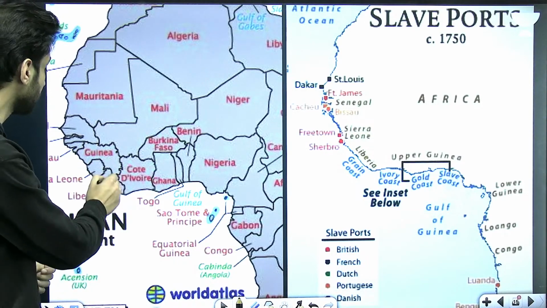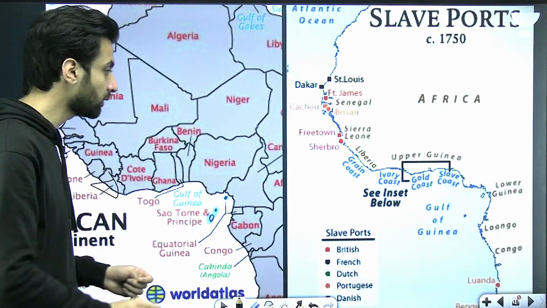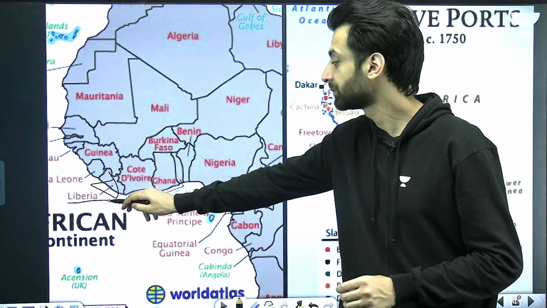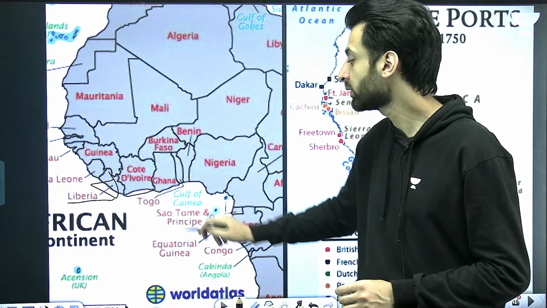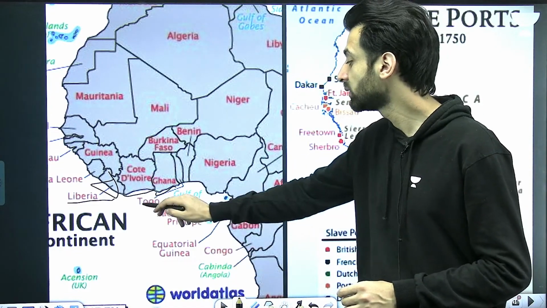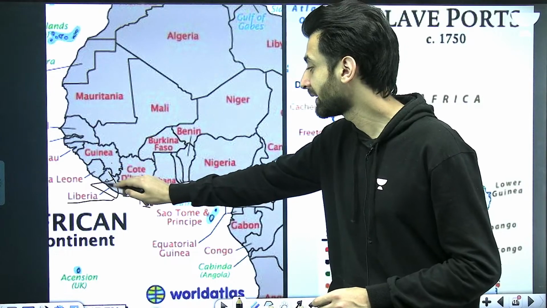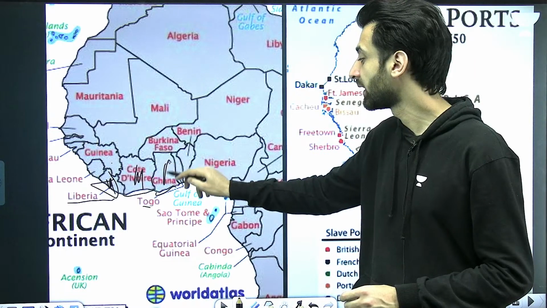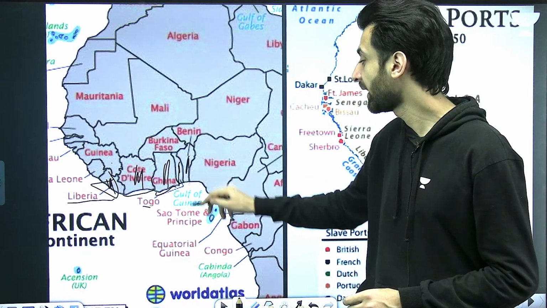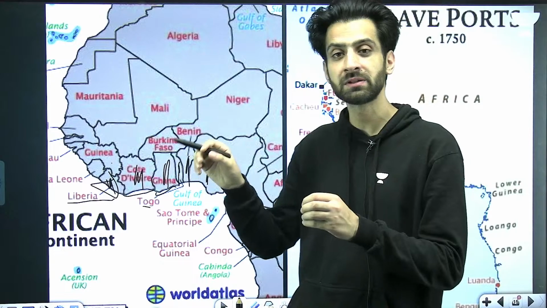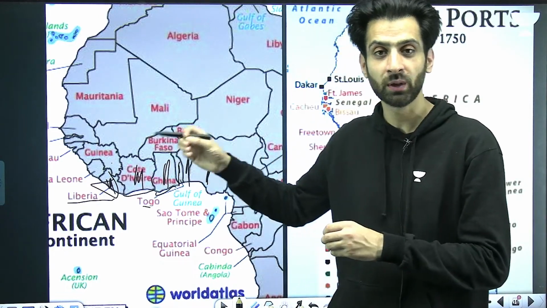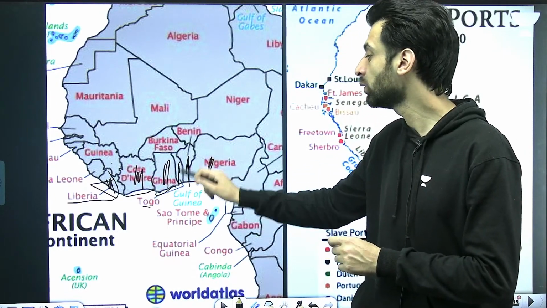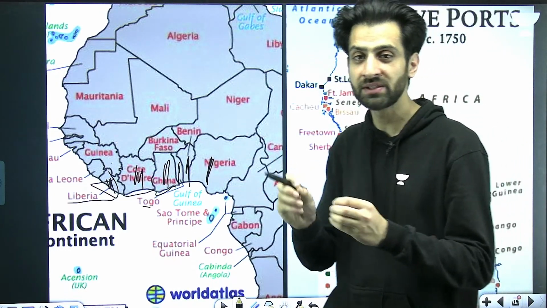Here you will find Liberia on this side. Look at the map first. This is Liberia. This is Cote d'Ivoire. Then you will find Ghana, then you will find Togo. So Liberia, then Cote d'Ivoire, then Ghana, then Togo, Benin and Nigeria. Remember the sequence properly because this is very important. I will tell you what is going to come after this. These are the places that you need to know.